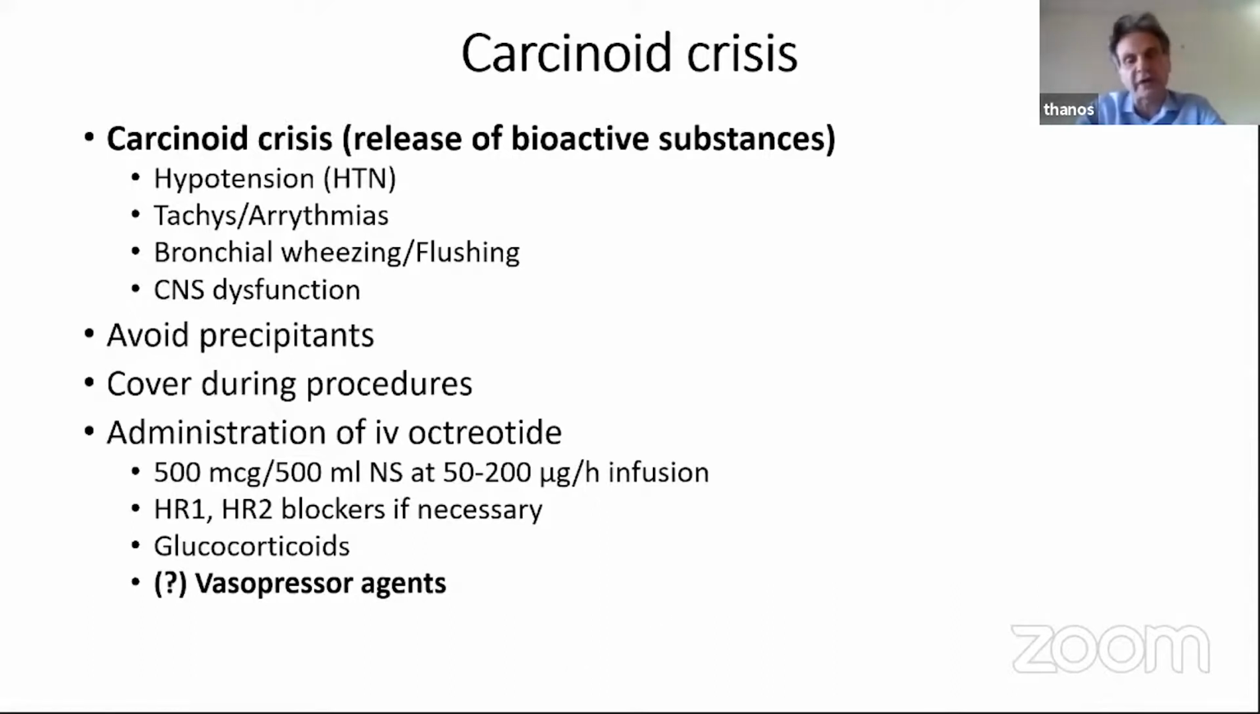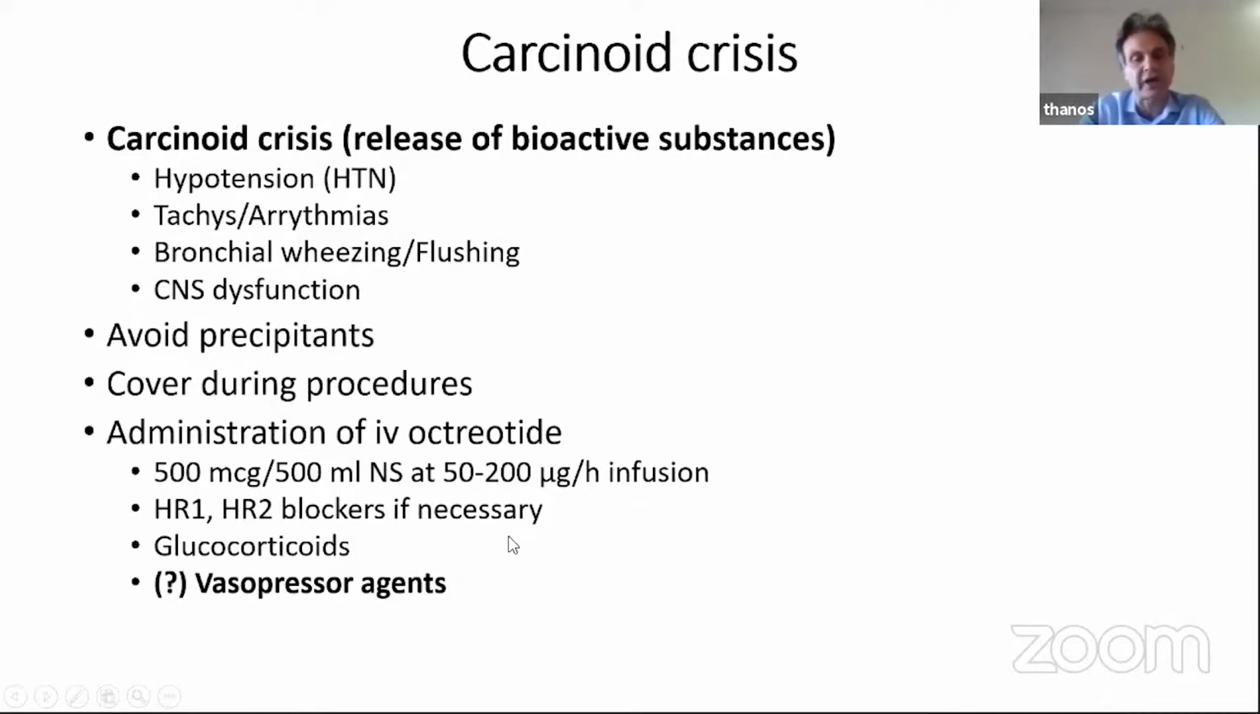The best way to treat them is by infusion of IV octreotide, and you have to titrate the dose. Doses usually are between 50 and 200 micrograms per hour, but they can go up to 500 micrograms. You can add as well, in case there are other compounds secreted, histamine blockers and glucocorticoids.